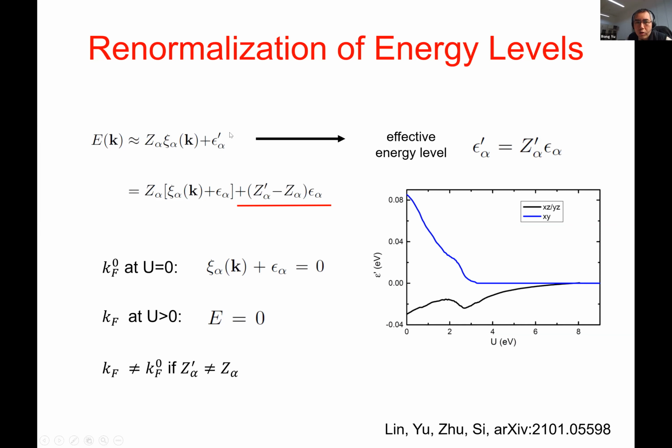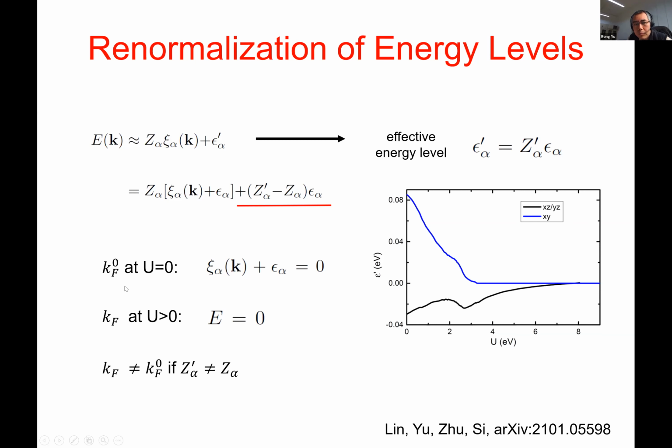So it's also renormalized in this way. However, if there is a strong orbital selectivity, the renormalization factor Z prime is going to be different from the Z, from the quasi-particle spectral weight. It's a complex function of the quasi-particle spectral weights of all the orbitals, actually. So these two are different, okay? And this will lead to the reconstruction of the Fermi surface in the presence of finite electron correlations.